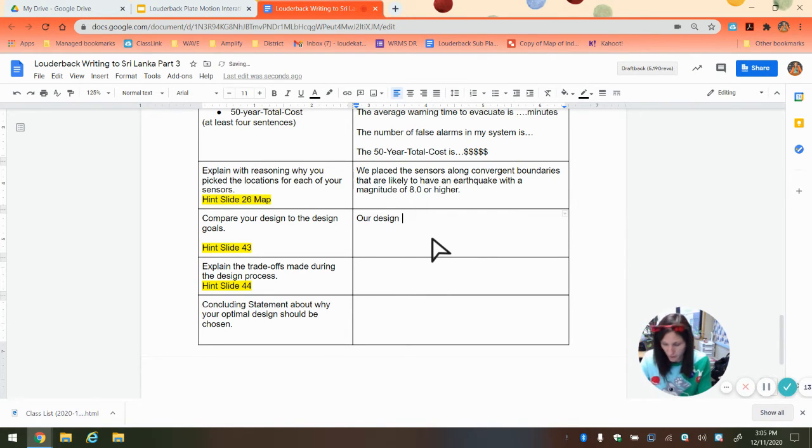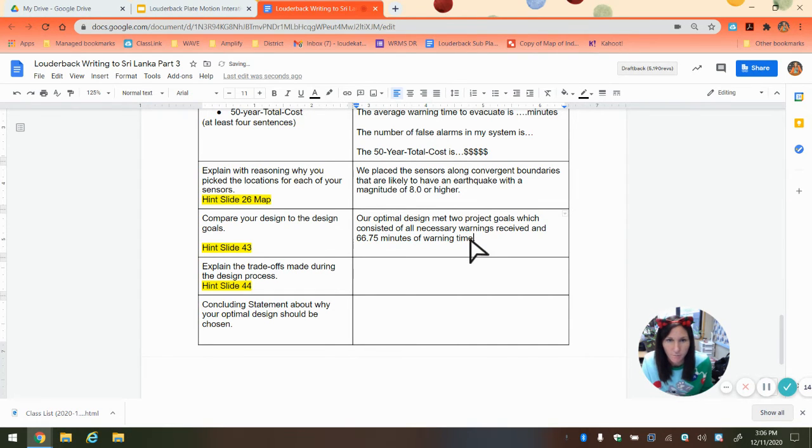So our design, and now I'm going to say optimal design, met 2 project goals, which consisted of all necessary warnings received and 66.75 minutes of warning time. Notice how I was very specific in the warning time, okay? That adds extra emphasis to your evidence on you meeting the goal.